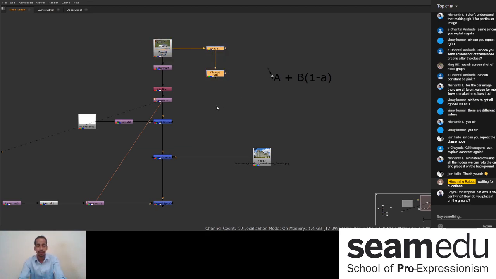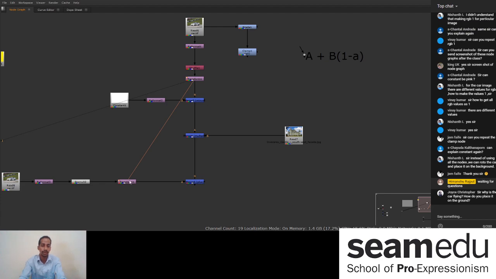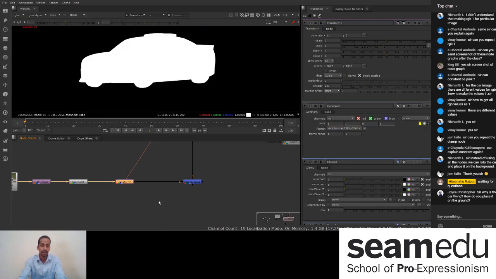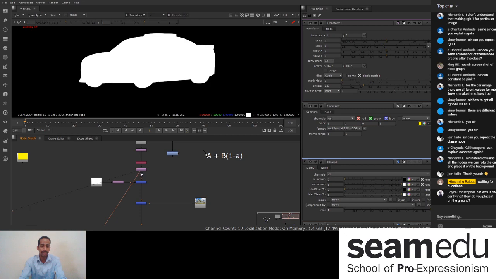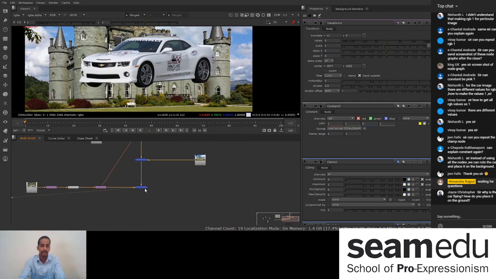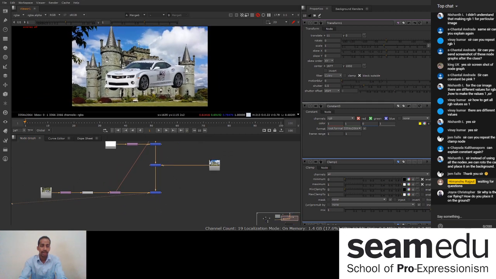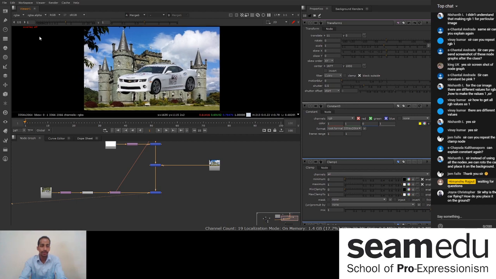I can delete this, but let's keep it because we want a node graph. So we have a transform node here. Whatever I transform there, it will transform for my alpha, and you can see the car is moving. And if you want controls, you can right click and click on overlay.